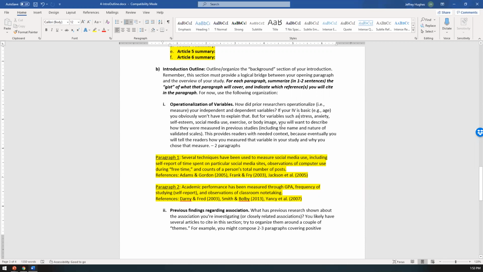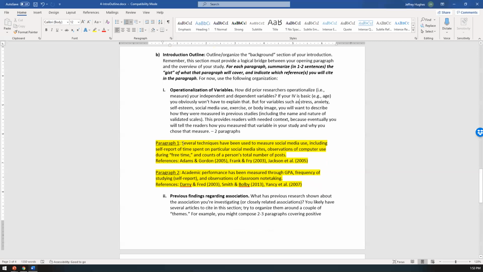Maybe the exercise studies used actual observational physiological measures, but most studies are probably going to use self-report measures. Well, tell me, what measure did they use? What kind of questions were they asked? How did they add it all? Did they add the scores up? Were they averaged? So anyways, what you can see here is you should have 2 paragraphs, 1 about your independent variable and 1 about your dependent variable.